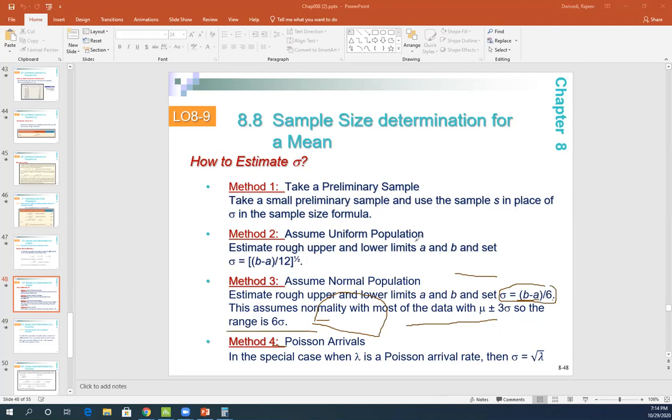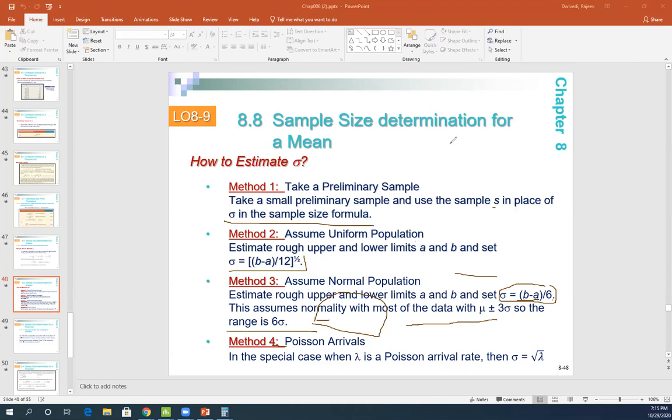You can assume a uniform population. In that case, sigma equals this formula: highest minus lowest, divided by 12, and then square root of this. Or the first method that we normally do is a pilot study, take a small preliminary sample, and use the sample sigma in place of the population sigma.